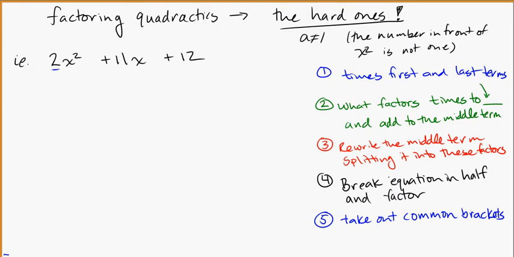Our first step being, let's times the first and the last term together. So that means 2 times 12. The first term and the last term together equals 24.